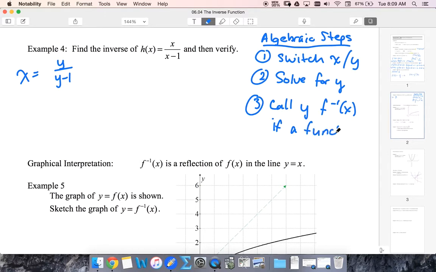Sometimes our inverse is not going to be a function. So we can't use function notation if it's not a function. So let's see what happens here. All right, I'm going to try to get y alone. So first step, I'm going to multiply y to the other side.